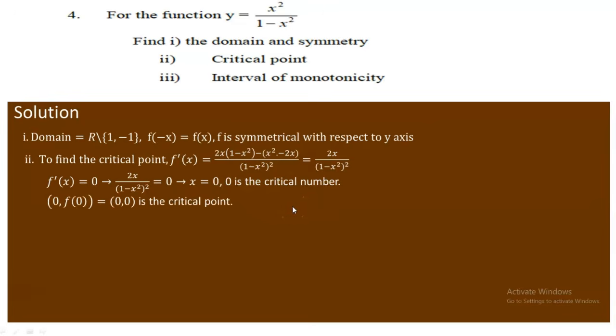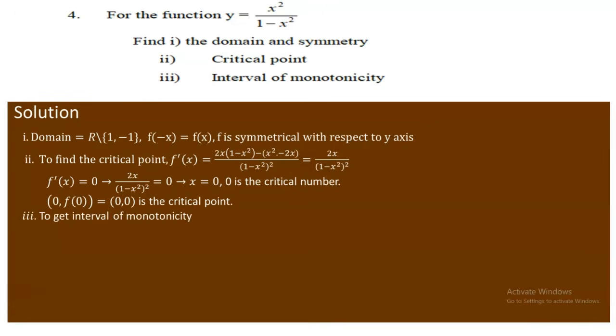So the critical point is the point which is obtained by taking the critical number and f at the critical number. So this is 0, and f at 0 is obtained simply by putting 0 here in place of x. 0 squared over 1 minus 0 squared is 0. So (0, 0) is a critical point. The origin is a critical point.